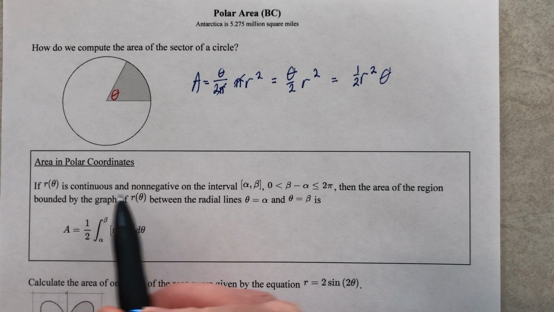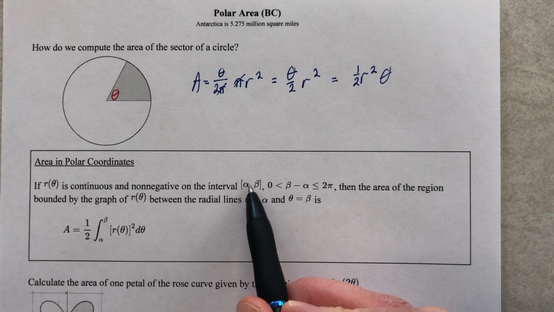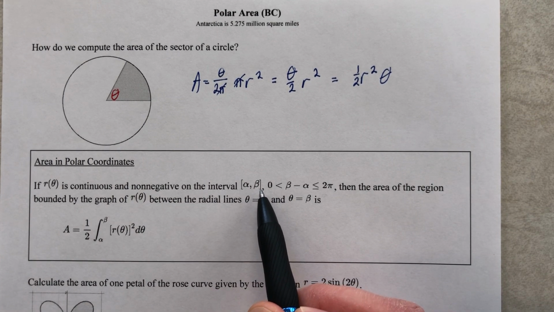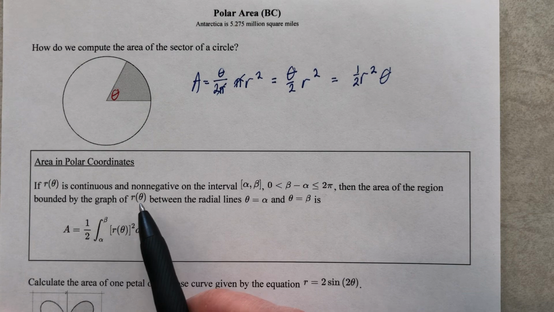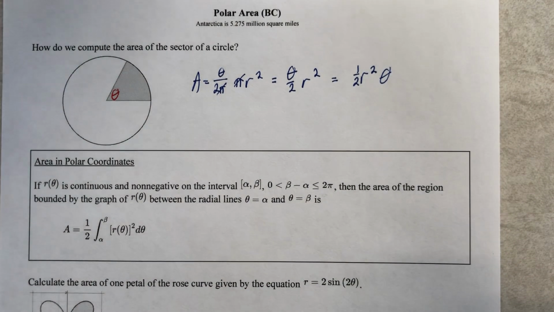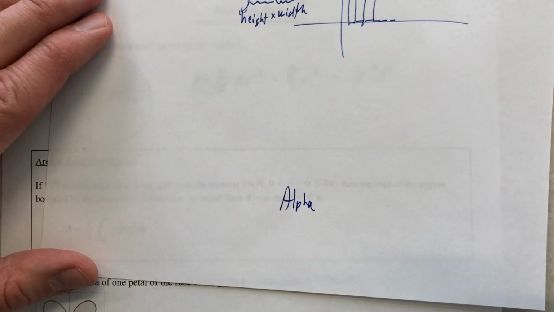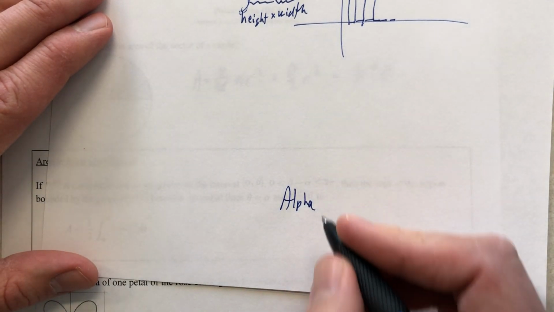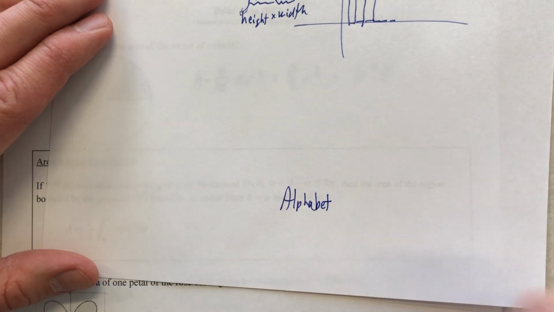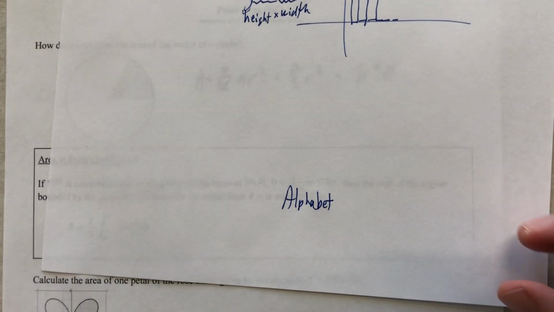The function needs to be continuous, non-negative on the interval from alpha to beta. Alpha and beta are going to be angles. We often use Greek letters for angles, not always, but often. So there's alpha, beta, and theta. And one more random thought, just in case no one ever showed you. Alpha is the first letter of the Greek alphabet, and the second one is beta. There you go. You're welcome.